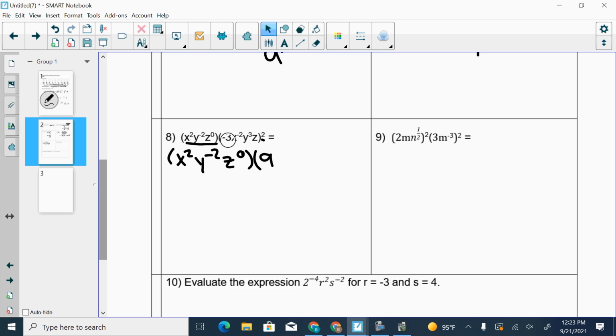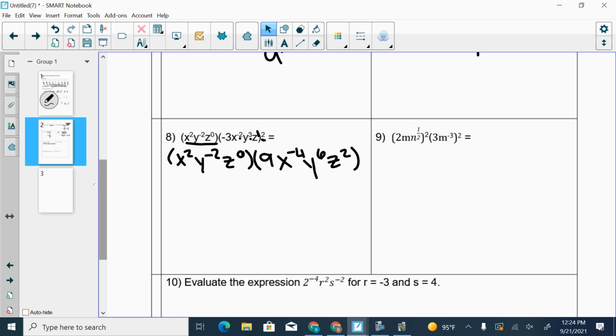All right, so it does become 9. All right, and then for x, negative 2 raised to the second power, we're going to have x to the fourth. Good. And then for y, I've got 3 raised to the second, which will be y to the sixth. Very good. And z to the second. Nice. It's an understood 1, and 1 times 2 is 2.